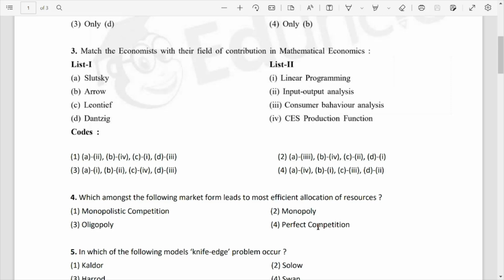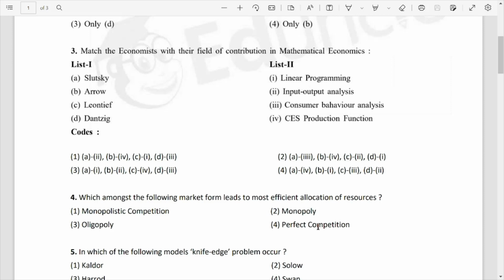Every producer tries to maximize production by using less input, and also tries to provide the commodity in the market at the cheapest price with quality. For this, he needs to efficiently allocate the resources. In which market is there competition? There is perfect competition, in which this kind of efficient allocation of resources is there. So four is the correct option.